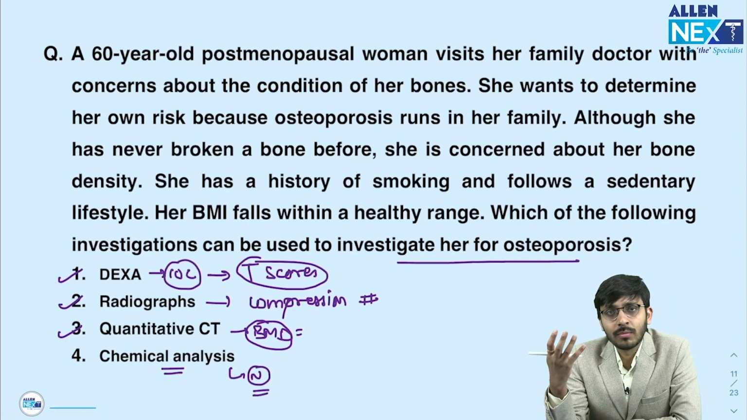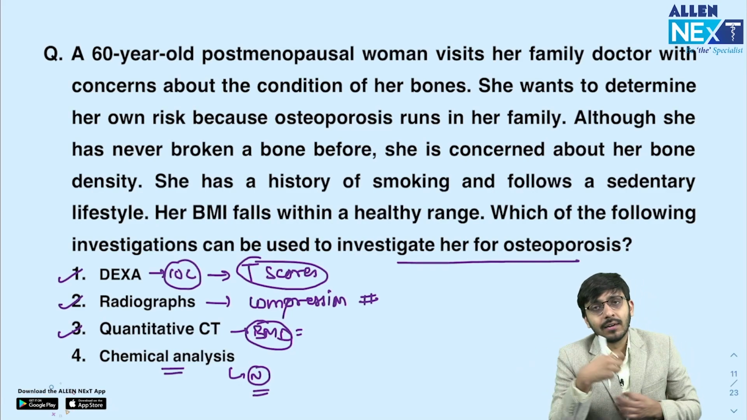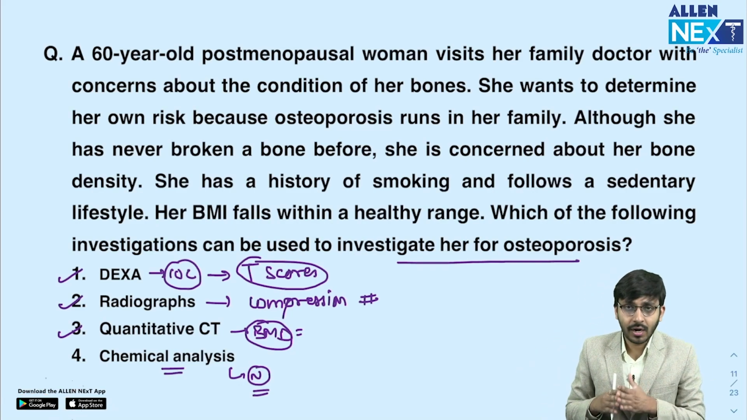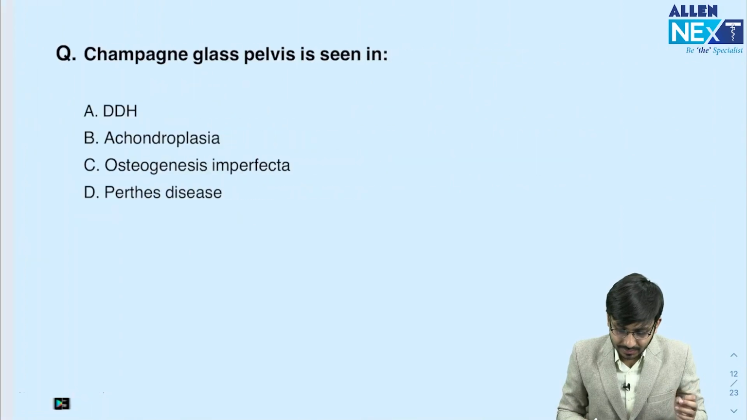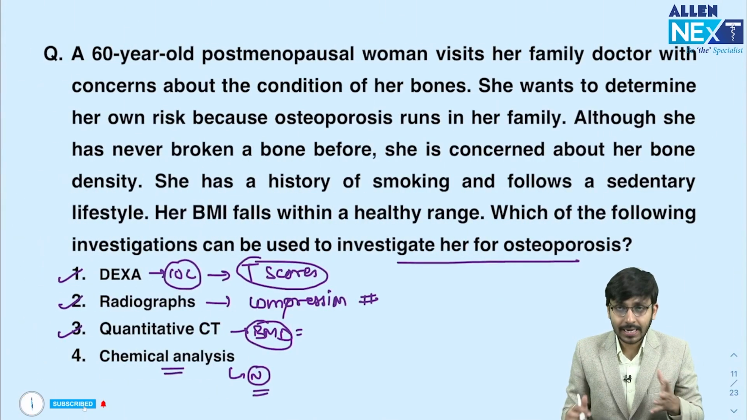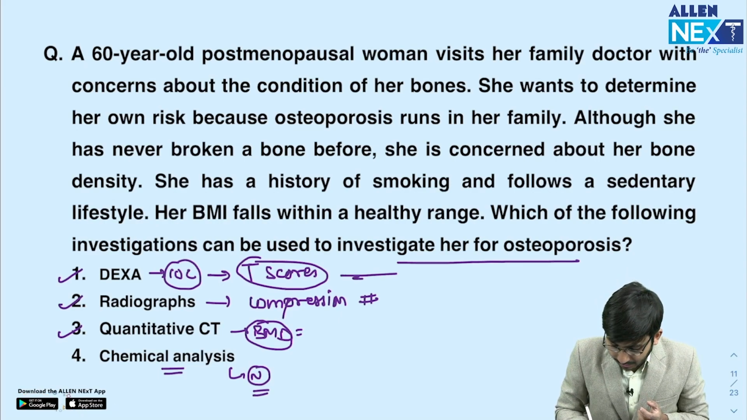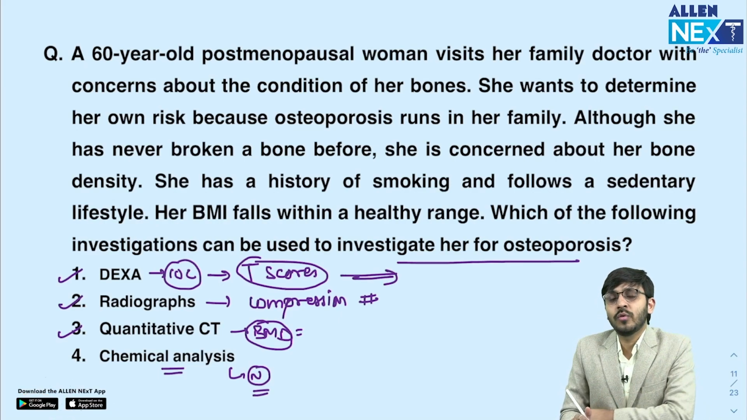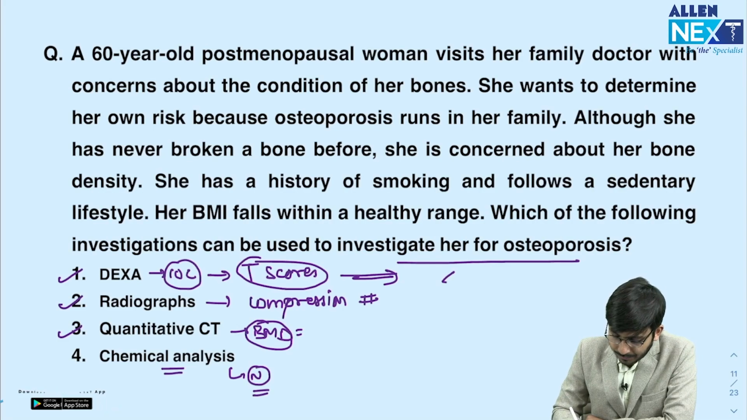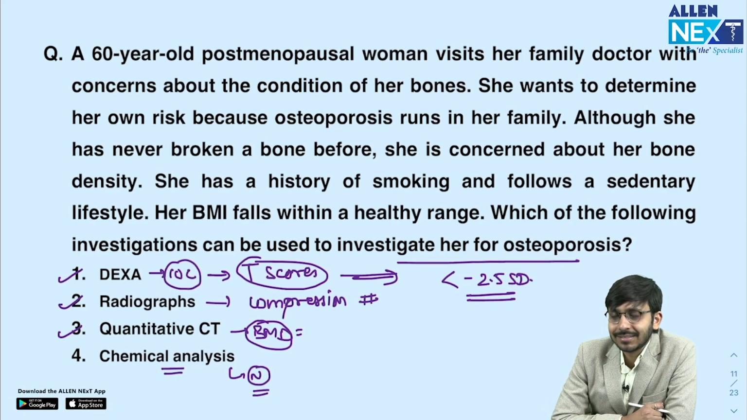Okay, it is usually normal in a primary osteoporosis. So the answer here will be 1, 2 and 3. The DEXA being the investigation of choice, it helps us calculate the bone mineral density, and below which T-score do we say that it is osteoporosis? Less than minus 2.5 standard deviation. If the T-score is less than this, then we call it osteoporosis.